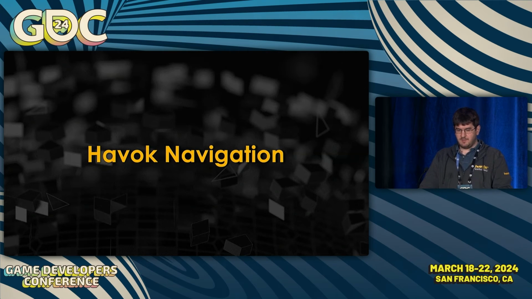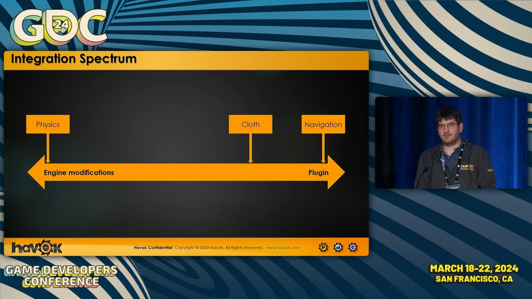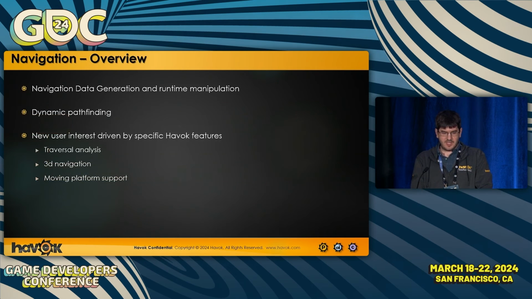I do want to spend a bit more time also on the Havok Navigation product. And again, if we look at the spectrum, this actually sits all the way to the right, which means it's a full standalone plugin. There's no engine source changes, and all we ship here is the plugin on its own. So again, just to give you a little bit of an overview of what navigation is, as the name suggests, we're all about 2D nav data generation, 3D nav data generation, and then perform dynamic pathfinding on top of that and support things like a dynamically changing world and moving platforms and all of that stuff.